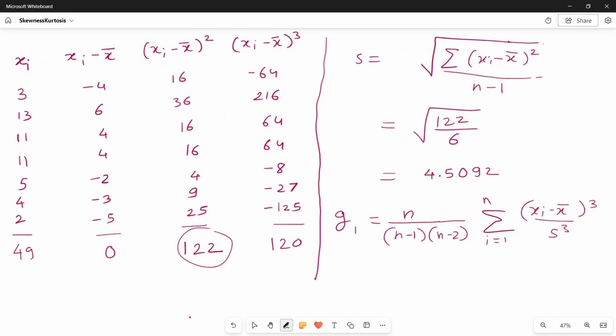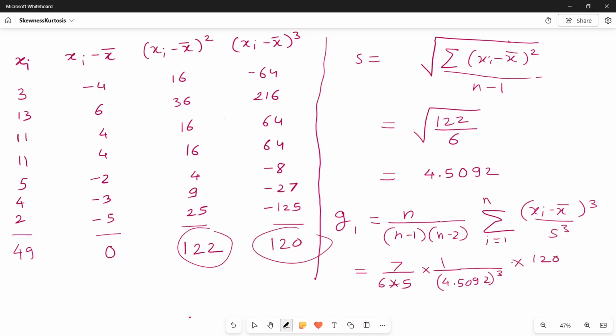Okay. So now this quantity we have already calculated, S cube we can take outside the summation. Now n upon n minus 1 into n minus 2. So this is 7 upon 6 into 5 and 1 upon S cube. So this is 1 upon 4.5092 cube multiplied by this value we already have with us, the summation of xi minus x bar cube, that is 120.